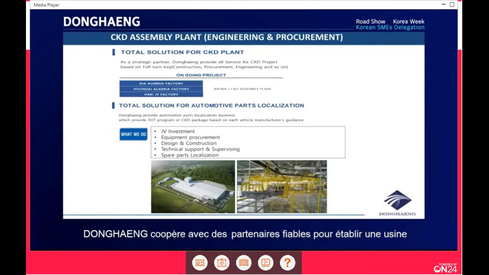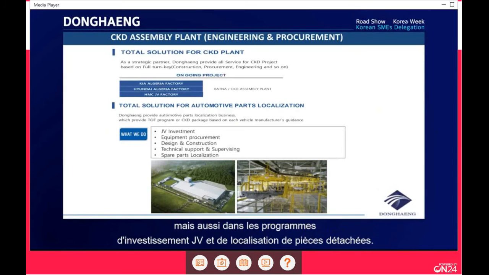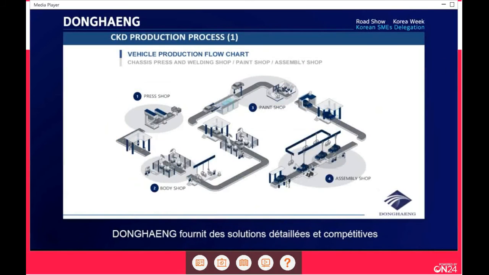DONGHAENG is cooperating with reliable partners to establish an automobile CKD assembly plant for some countries in the North African region. For complete automobile CKD assembly plant cooperation, it is possible to collaborate in not only design and construction, technical support and supervising, and equipment procurement, but also in JV investment and spare parts localization programs. DONGHAENG supplies detailed and competitive solutions, such as for press shops, body shops, paint shops, and assembly shops for complete transfer of capacities and engineering to our African partners who wish to cooperate in the CKD production process.